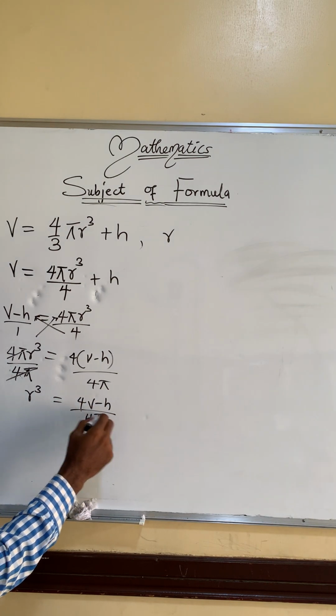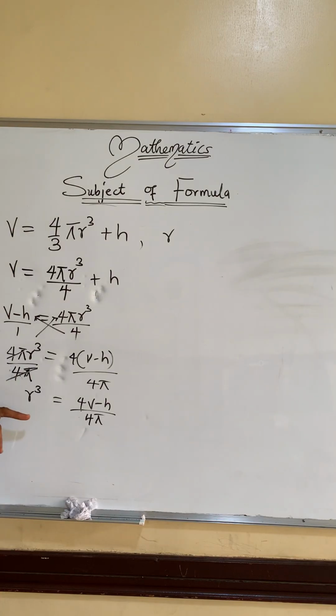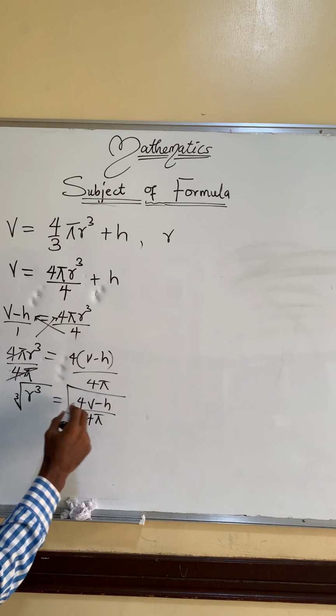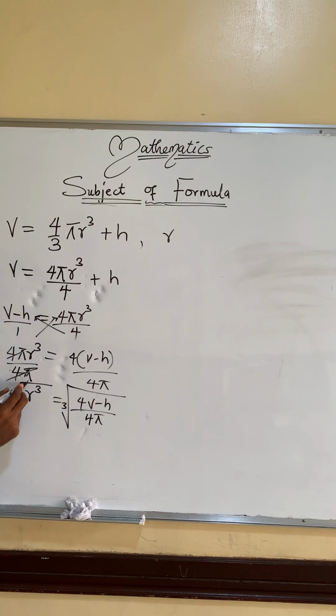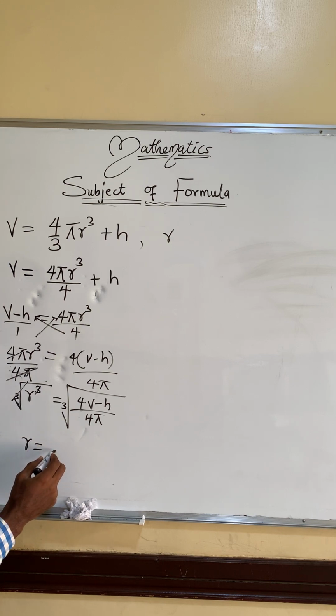Now, because we're looking for R and not R cubed, so you simply say, let's just cube root all. So you make this one a cube root. Also make this a cube root. So that this here we cancel 3 here. So we'll have R remaining, and we'll have this remaining.